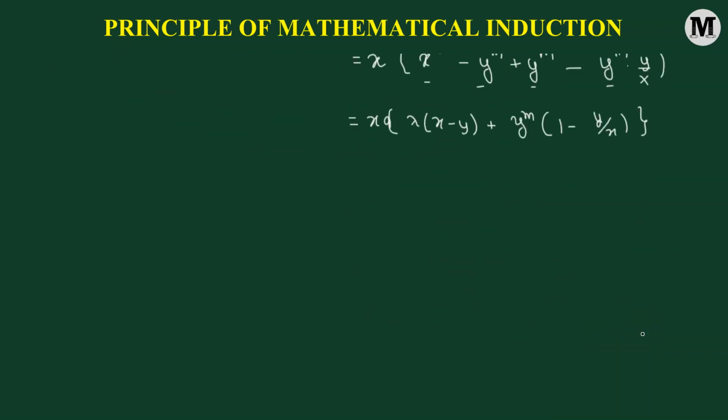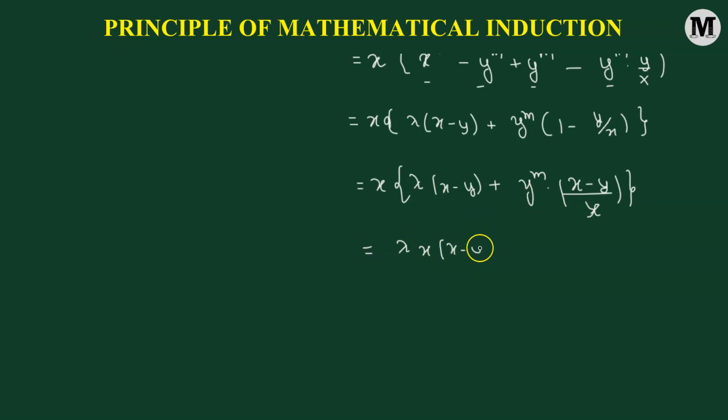Fine. Now we have x multiplied to lambda times x minus y, added to y raised to the power of m multiplied to 1 minus y over x. So that's simply going to be x minus y divided by x. Now let's multiply throughout with x to get lambda times x multiplied to x minus y, added to y raised to the power of m times x minus y. So now we have two terms, and in each of the two terms we have x minus y as the common factor. So let's pull that out.